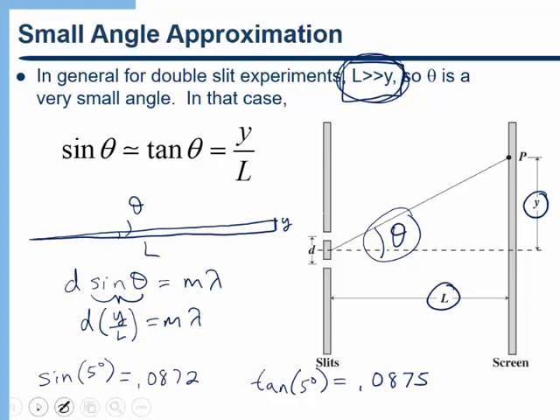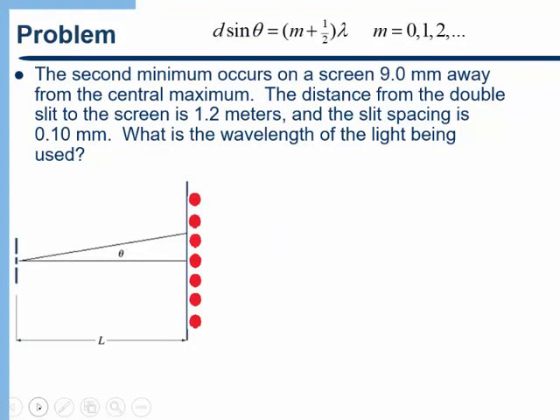Let's look at an example that will allow us to apply the small angle approximation. The second minimum occurs on a screen 9 millimeters away from the central maximum. The distance from the double slit to the screen is 1.2 meters and the slit spacing is 0.1 millimeter. What is the wavelength of the light being used?